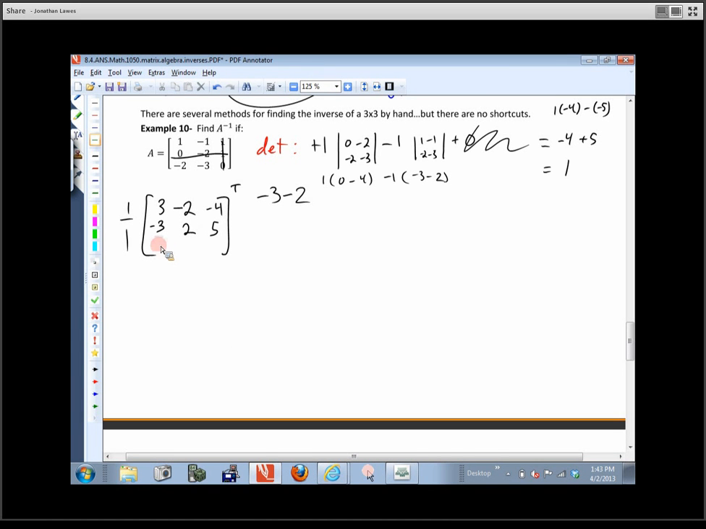Okay, sign associated with this position. That's going to be positive. It's always a little bit easier when it works out that way. Cross out the row and the column. -1. That's going to be a -2, so that's going to be a +2, so that's going to be a +1, so I put a 1 here, right?